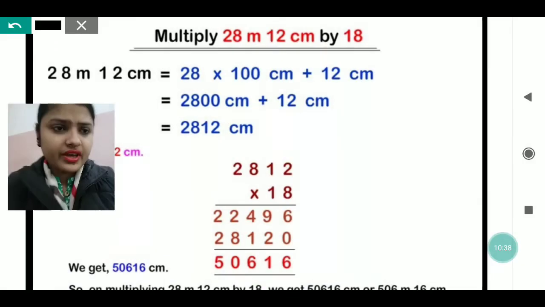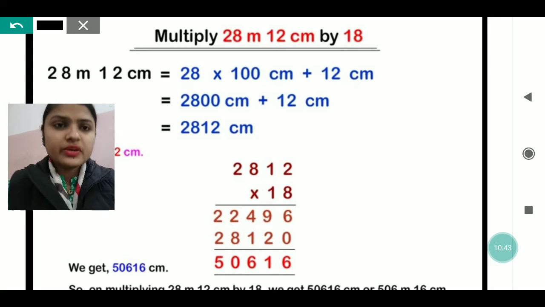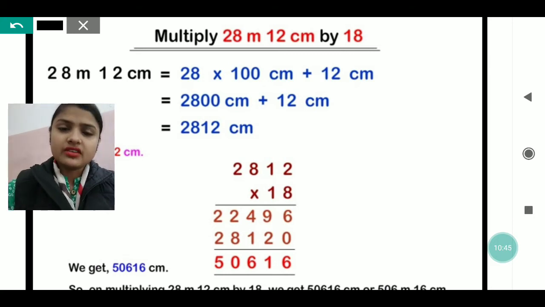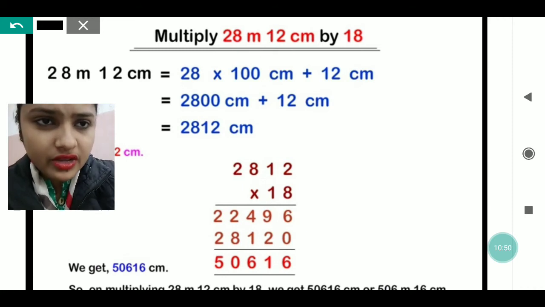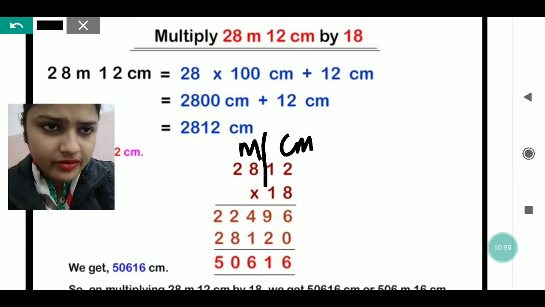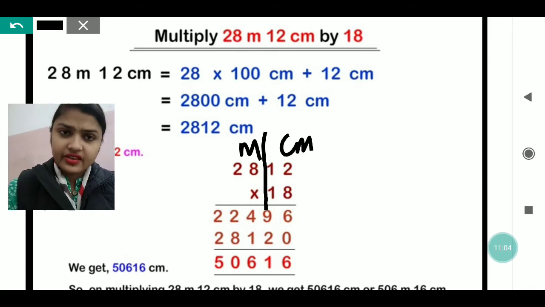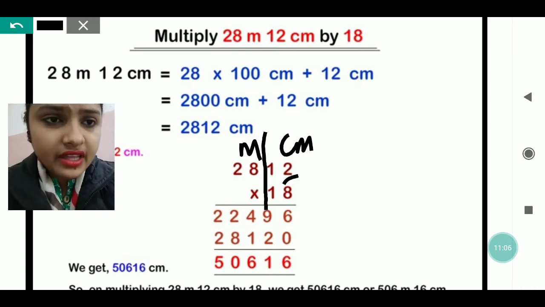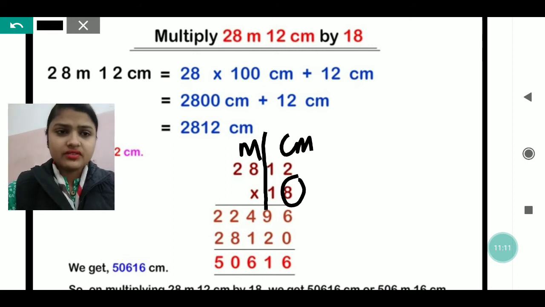In the same way, this meter and centimeter is also done. Here 28 meters and 12 centimeters is given. It is not arranged here, but you will arrange it: here it will be meter, and here it will be centimeter. There will be a line in between, and then you will multiply. Here two digits are given, 18. So first we will multiply everything with 8, and then we will multiply everything with 1.